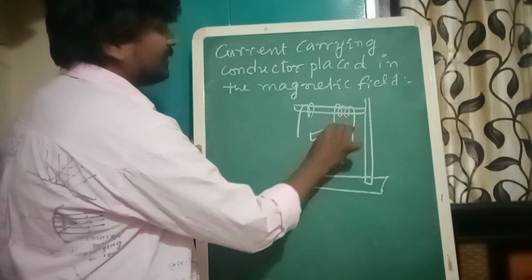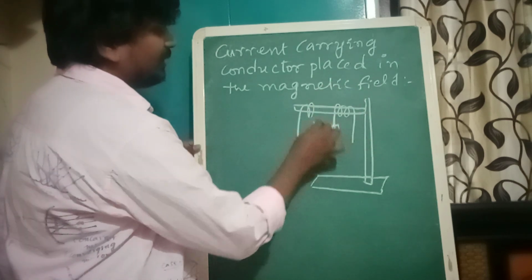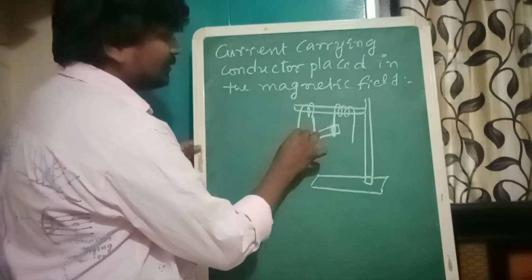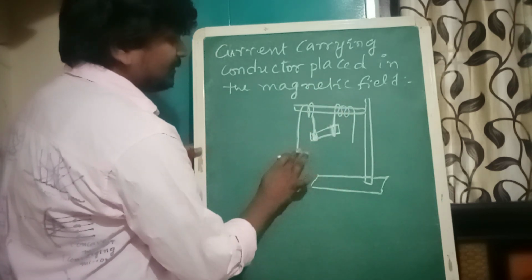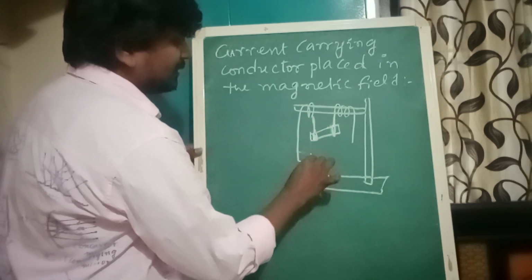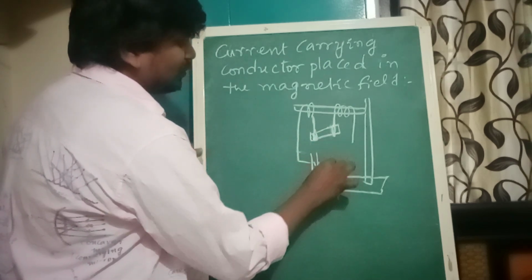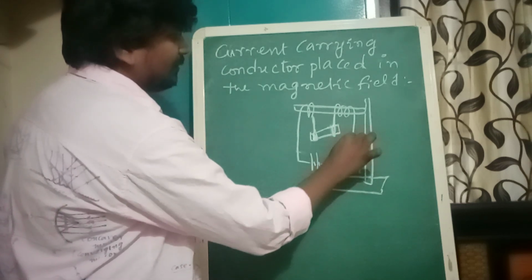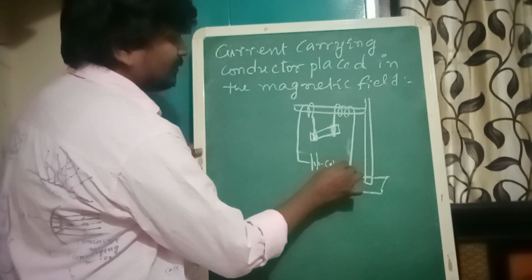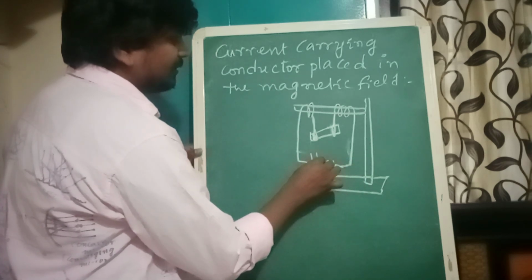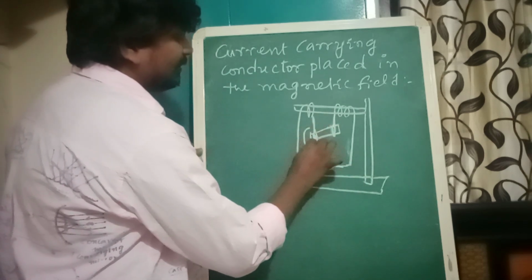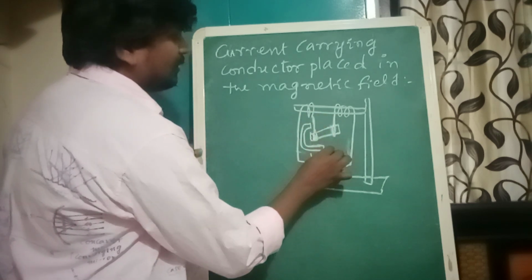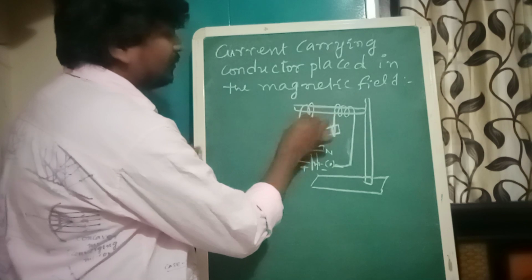Here it is supporting. It is connected at one end, and the other end is connected like this. So that will be placed in the magnetic field. I am considering positive terminal, negative terminal, switch, and current is passing. So current will pass through this one. And here I am placing the north pole here, and here it is the south pole.